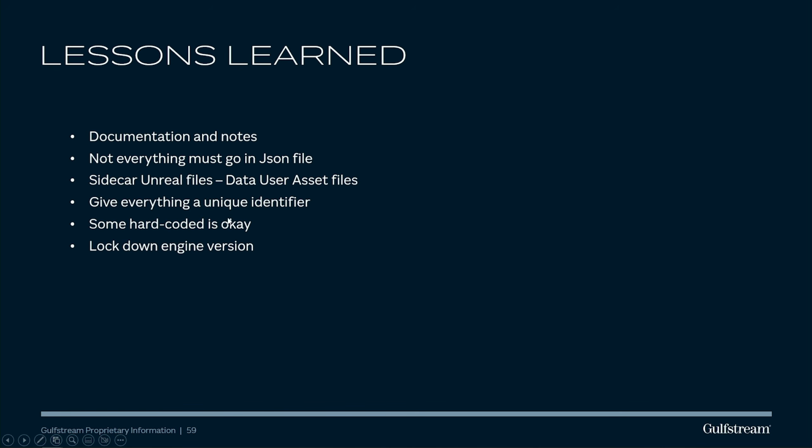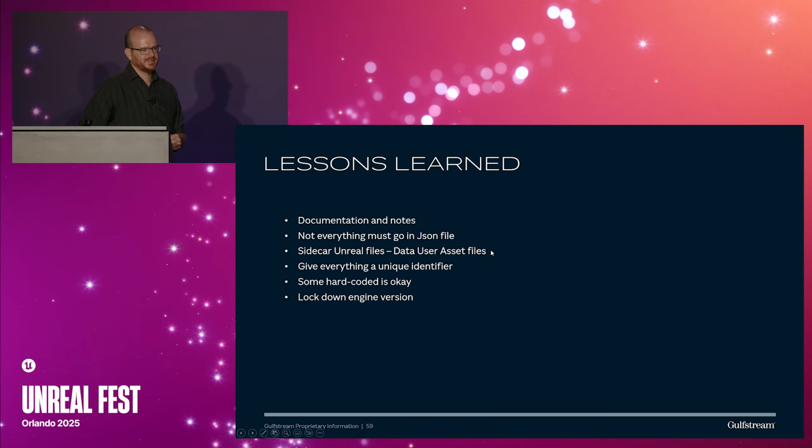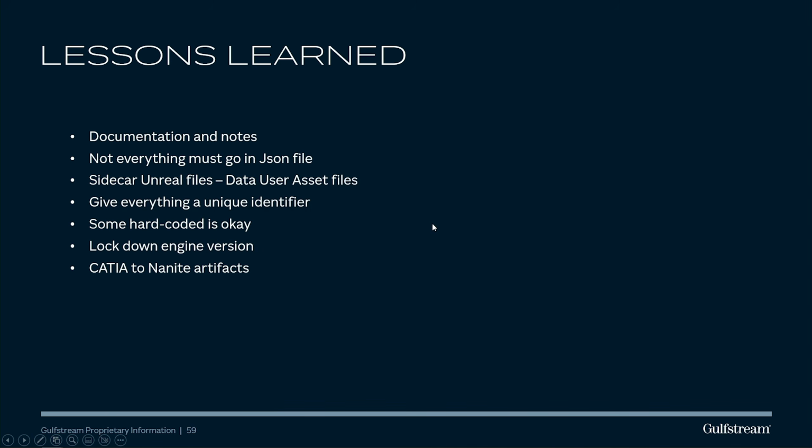Lock down the engine version. Working with our Viz team, we started in Unreal 5.3, and our Viz team started in 5.5. So when they gave us our materials, we had to upgrade to 5.5. There was no way around that. So lock that down across your different teams. Make sure you're all working on the same version. It's very important.